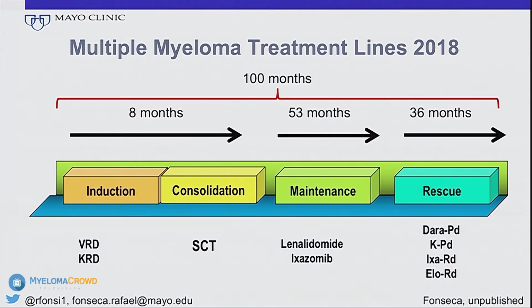And I'm very conservatively going to add another 36 months with the best regimens we have now for first relapse, which would be the combination of a daratumumab plus the drugs, be that pomalidomide dex or Revlimid dex or carfilzomib. And if you add this all up, we're talking about 100 months for the average patient that we're seeing newly diagnosed. Of course, this varies.